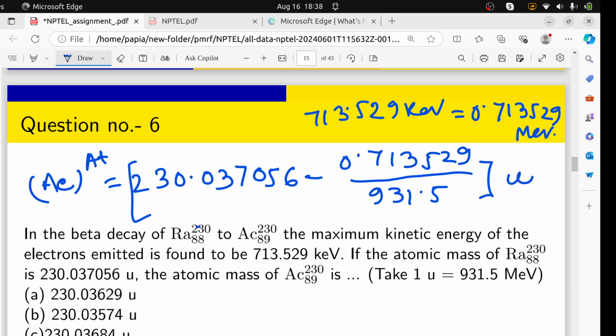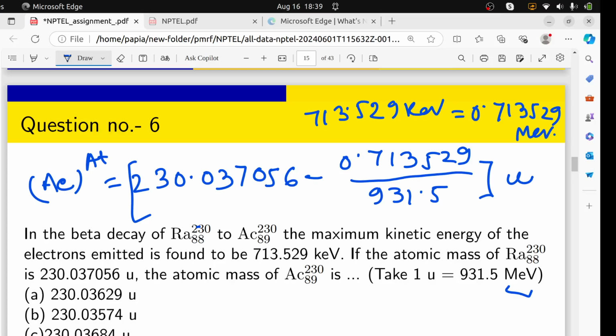This whole thing is in U. Why have I converted keV to MeV? Because 1 U equals 931.5 MeV. The mass is given in U, and the energy is given in keV, so we have to convert that keV to MeV, and after that we convert this MeV to U. That's why I have written 0.713529 divided by 931.5. As a whole, it will be in U unit, and this should be subtracted from 230.037056.